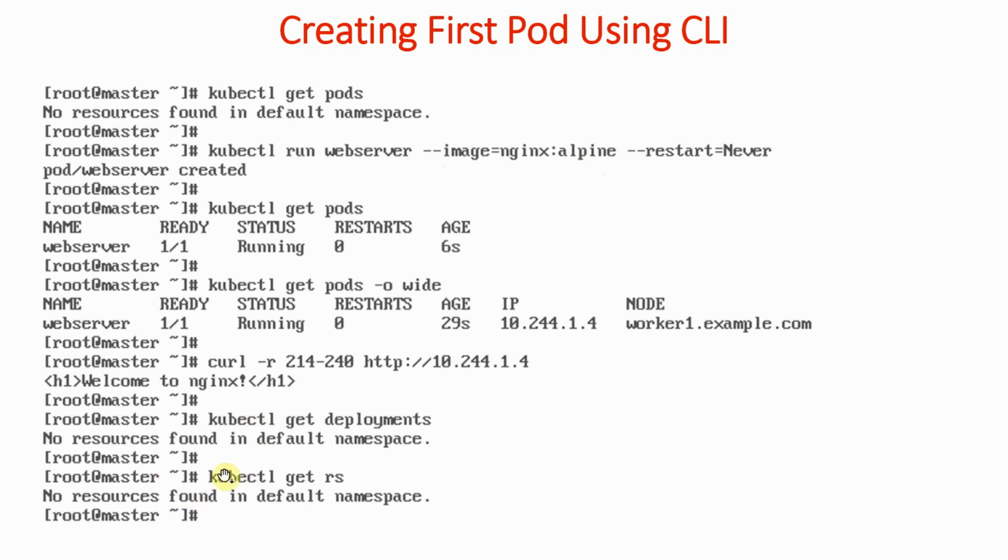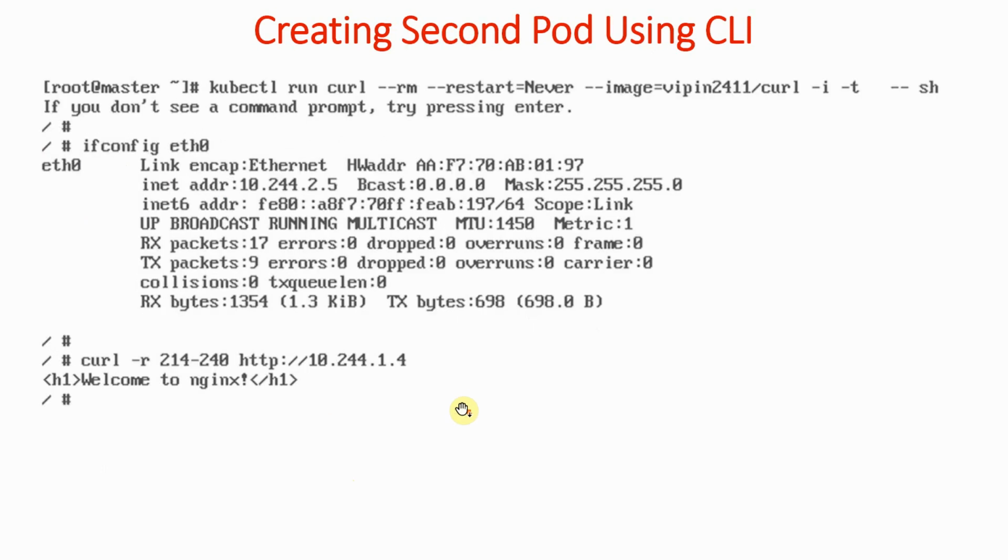And later we are going to also see what is a replica set. So we are saying kubectl get rs. That means when we are running this command, only the pod is getting created, nothing like a replica set or deployments, they are not getting created.